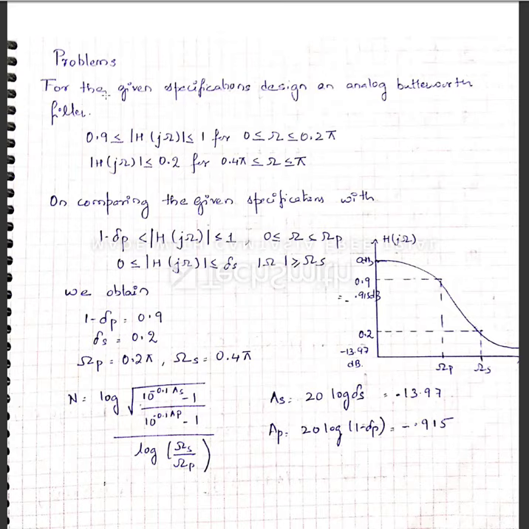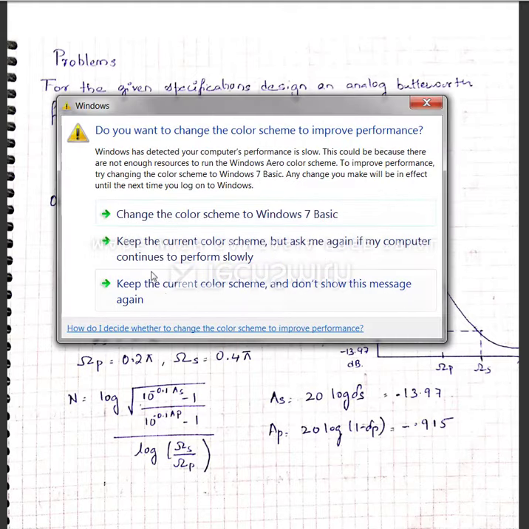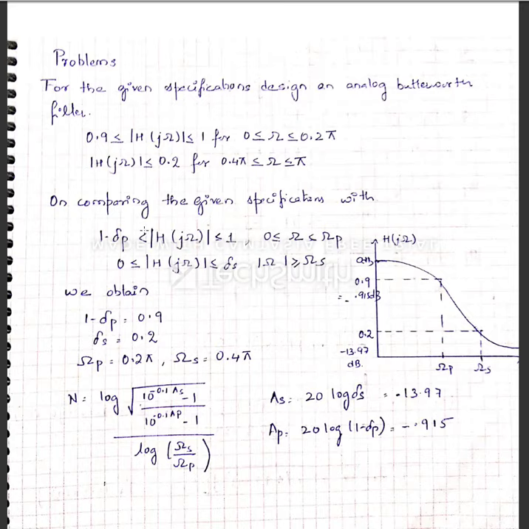Now here it is given: for the given specification, design an analog Butterworth filter, and these are the specifications given. In order to find the transfer function, we know that we need to calculate the order and we need to calculate the cutoff frequency. In the previous video I have explained about the steps. There were around 5 steps of how you need to design an analog Butterworth filter. So you just go through it to know what all you will have to find.